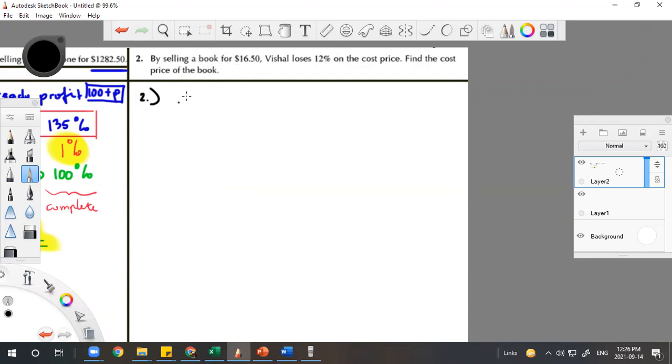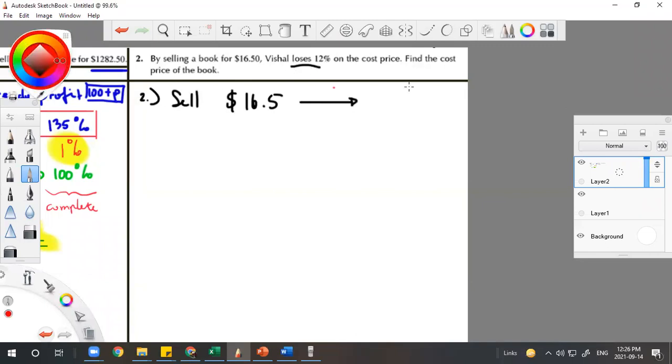By selling a book at 16.5, okay, this is the selling price, right? She loses 12% on the cost price. How many percent is this? 88%, because it's already a loss. I use the red color because it represents the loss. Find the cost price of the book.